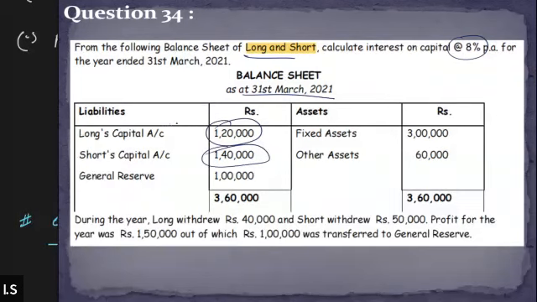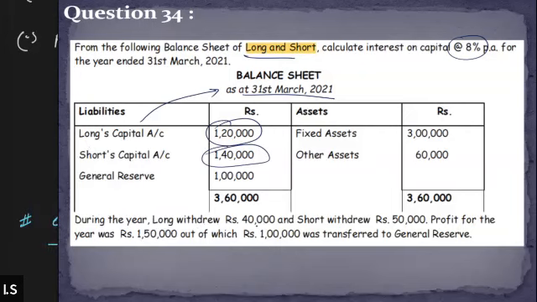This is the closing capital balance of Long and Short, because the balance sheet is prepared on the last working day of the year, right? The balance sheet is always prepared as on 31st of March, that means at the end of the accounting year. So the items contained in the balance sheet are all closing balances. Similarly, Long's capital and Short's capital account is a closing capital balance, right? And we need to find out the opening capital balance. Only then we will be able to calculate the interest on capital.